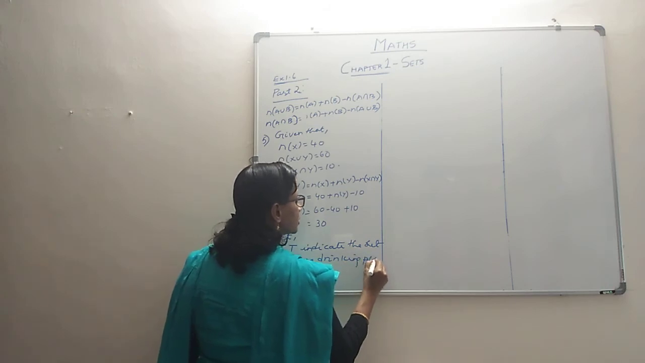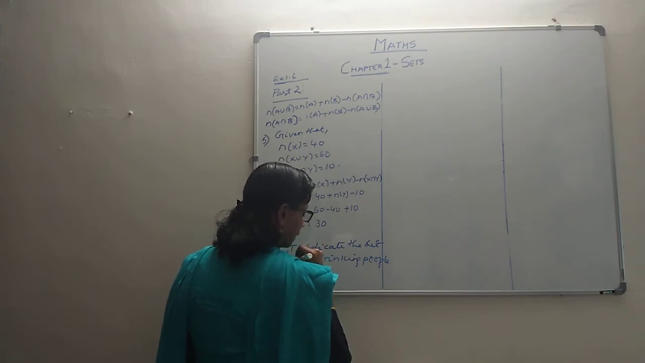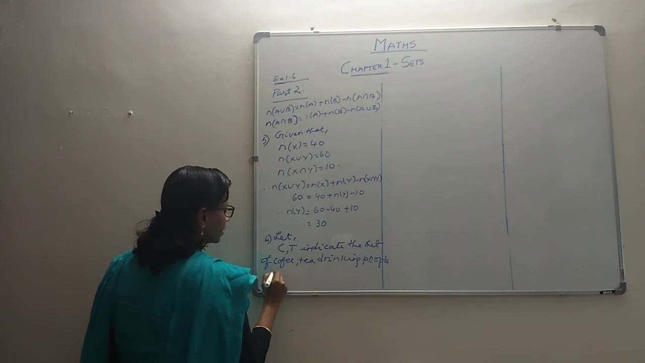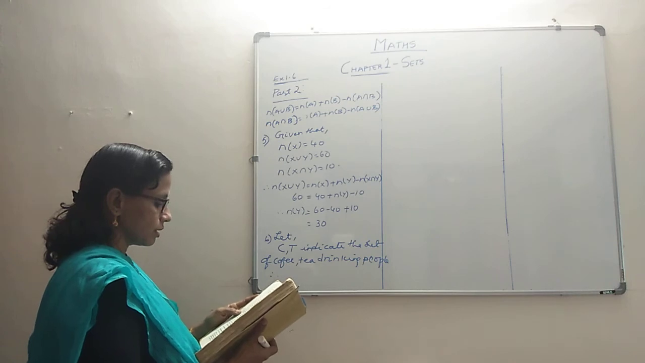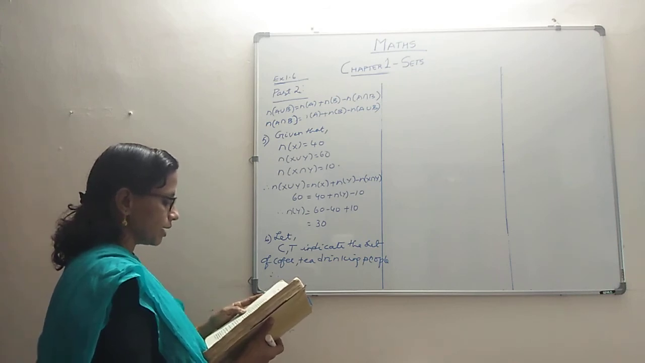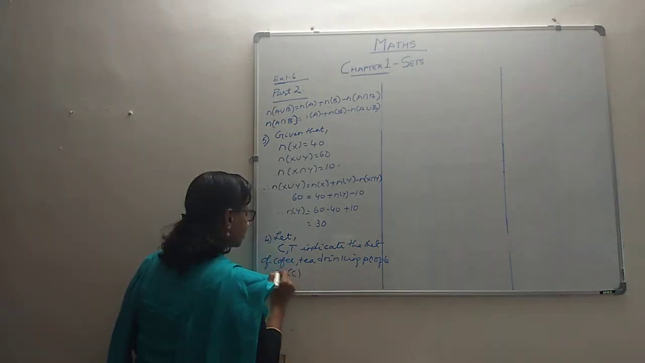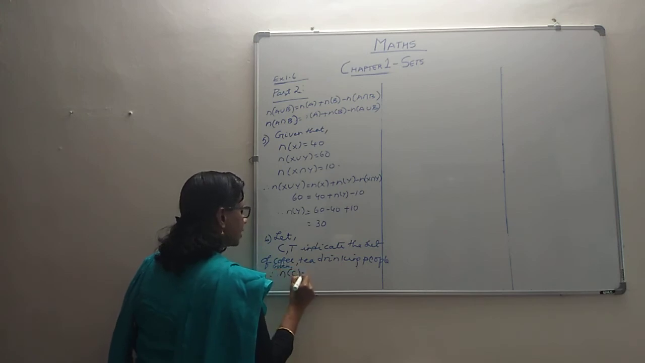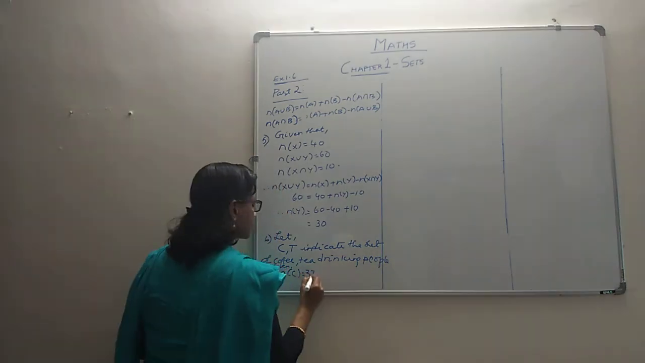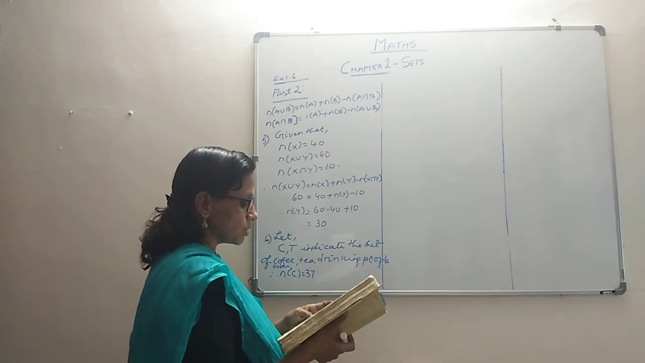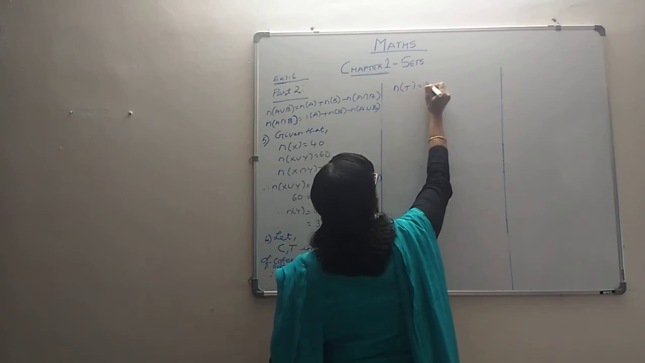Let's check what is given there. It says that in a group of 70 people, 37 like coffee. So n of C, that is coffee drinking, is 37. And then they say 52 like tea. So tea drinking, n of T is 52.